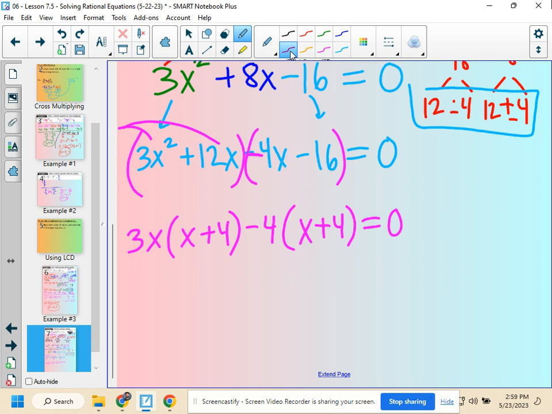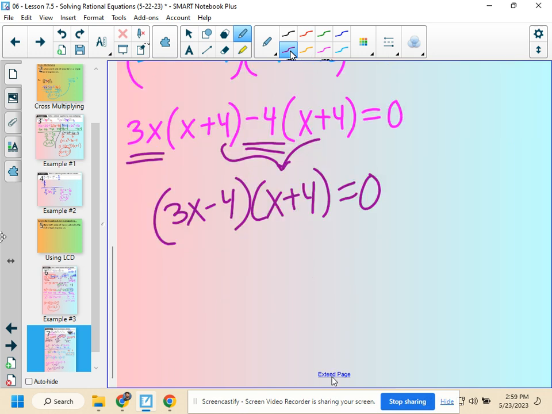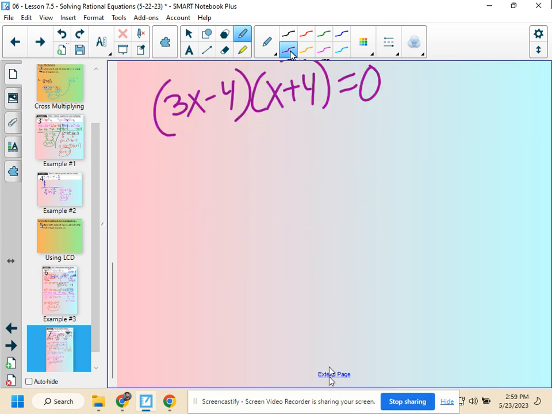Sure. Here's where we put it all together now. 3x minus 4 gets its own binomial. 3x minus 4. And then I just bring one of the x plus 4s down with us here, equals 0. Now we're factored. Still not completely done. It's what are the solutions, right? It said solve the equation.